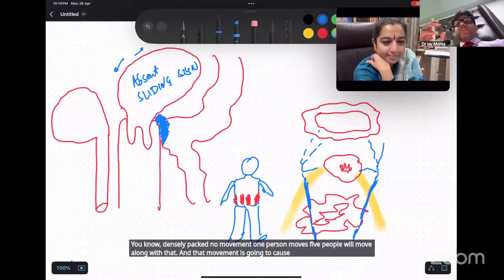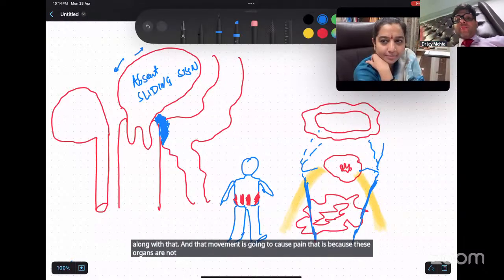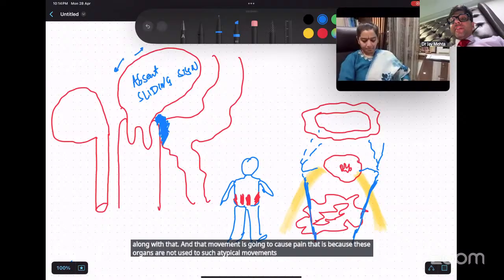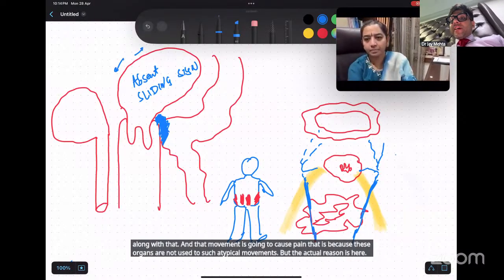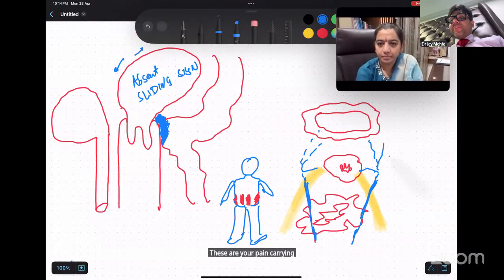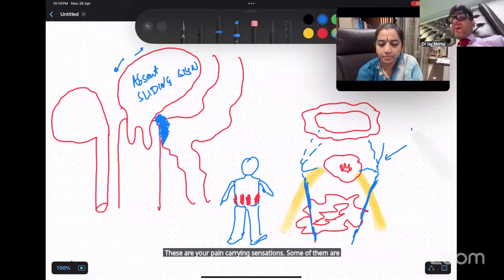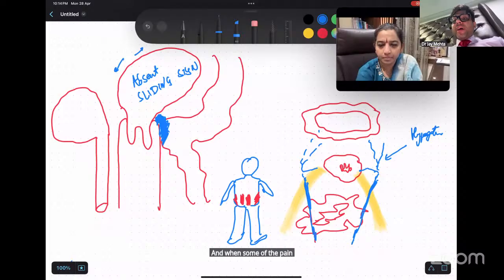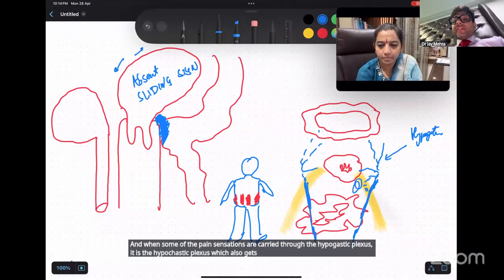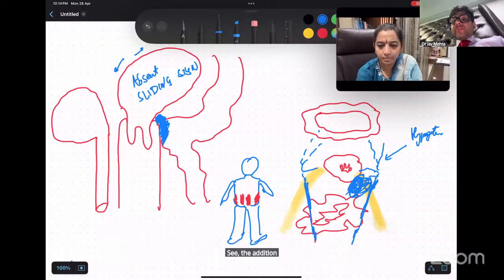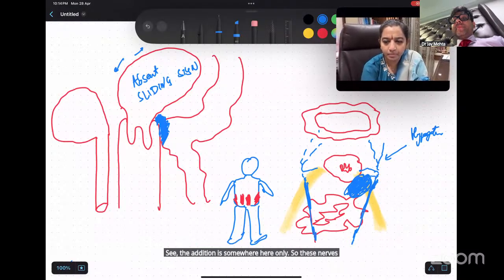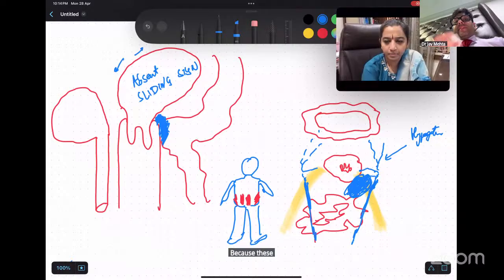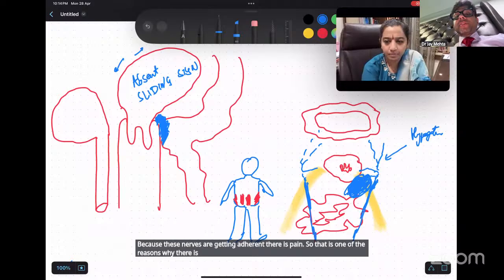That is because these organs are not used to such atypical movements. But the actual reason is here. These are your pain carrying sensations. Some of them are going to be carried through the hypogastric plexus. And when some of the pain sensations are carried through the hypogastric plexus, it is the hypogastric plexus which also gets adherent. See, the adhesion is somewhere here only. So these nerves are also getting adherent. Because these nerves are getting adherent, there is pain. So that is one of the reasons why there is so much pain in endometriosis.